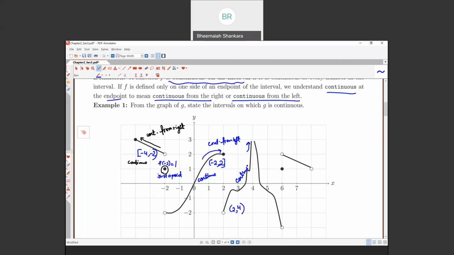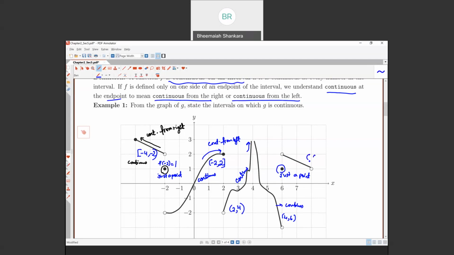The next one is 4, 6. And again, all you say is the curve is continuous, but you will not be able to discuss continuous from the right or the left. Then you have exactly a point. So this is just a point. You will not be able to define an interval on a point. So you will not be able to discuss continuity at this point.